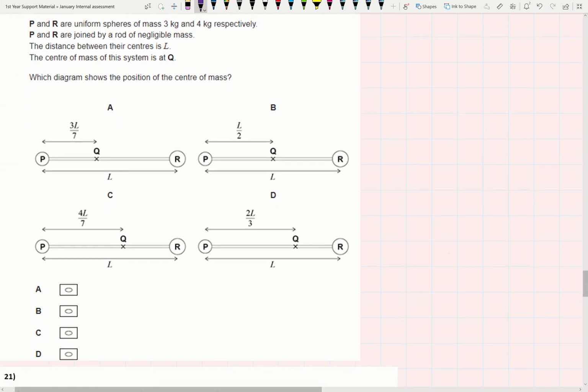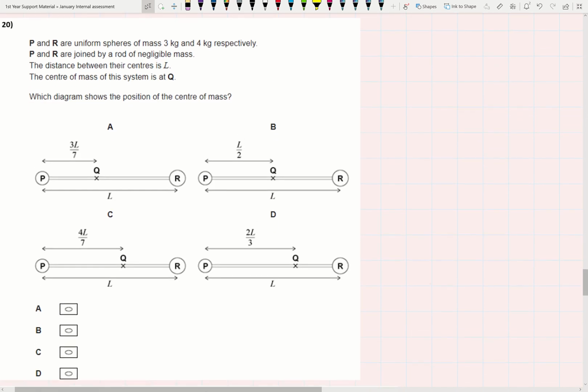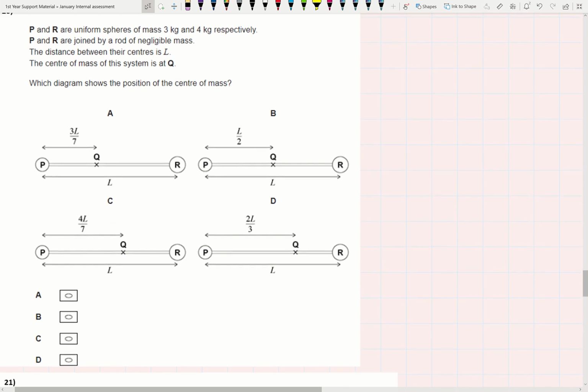Looking at 20. This is a tricky one. So they're joined by a rod, there's no mass of the rod, and you've got masses there, the distance between those. Which diagram shows the position of the centre of mass? So if I think about the centre of mass, the moment from P and the moment from R must be equal.